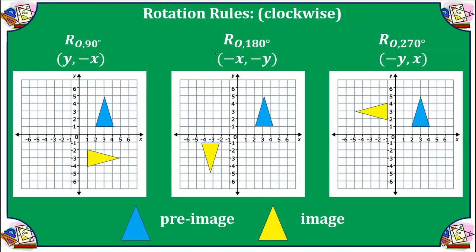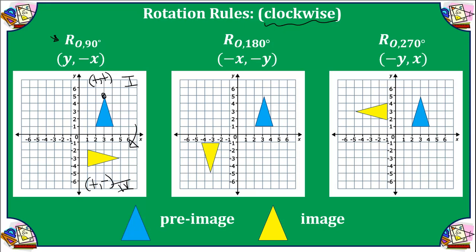Now let's just take a brief look at clockwise. So clockwise is just the opposite of counterclockwise. So this time our 90-degree rule is going to be the opposite. So this time, instead of going to the left, we are going to the right. We are in quadrant 1. We're going to end in quadrant 4. So we're going from positive coordinates to positive, negative.